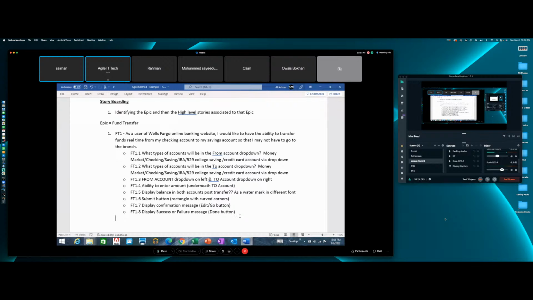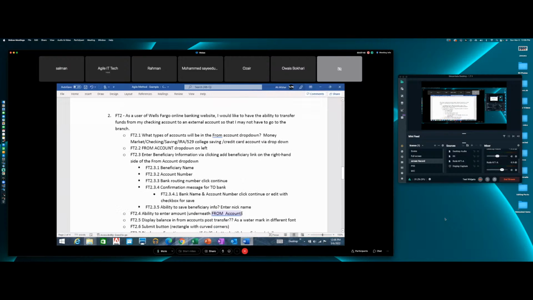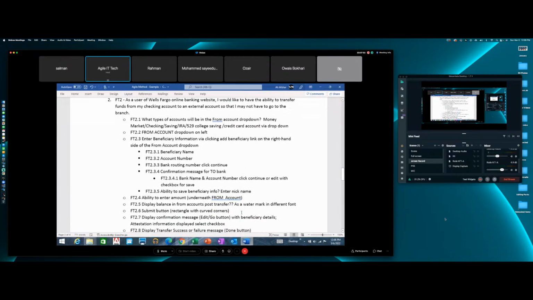All right. Syed, you have been drafted to read FT2. Okay. A user of Wells Fargo online banking website, I would like to have the ability to transfer funds from my checking account to an external account so that I may not have to go to the branch.